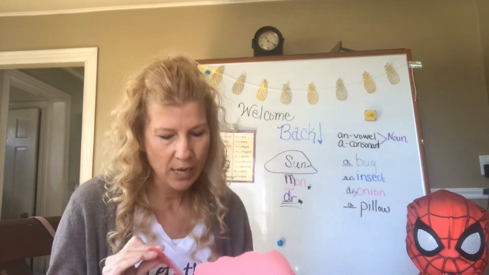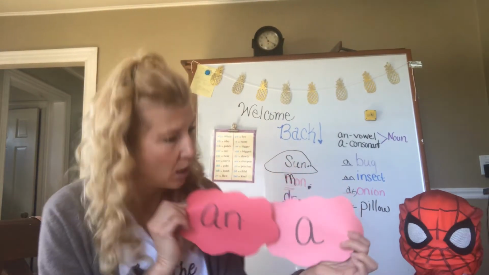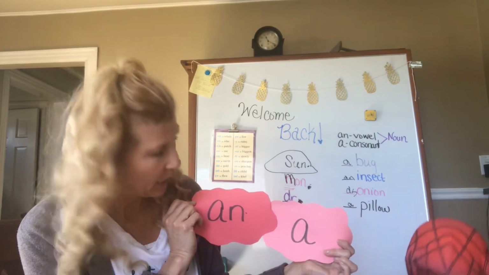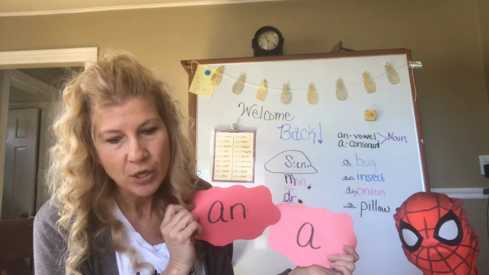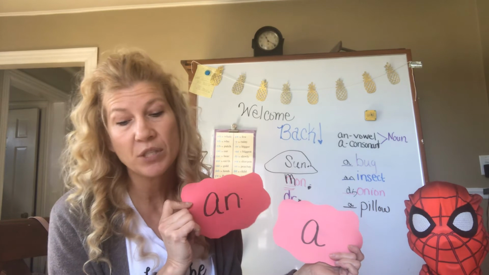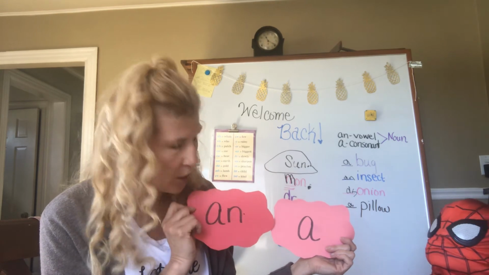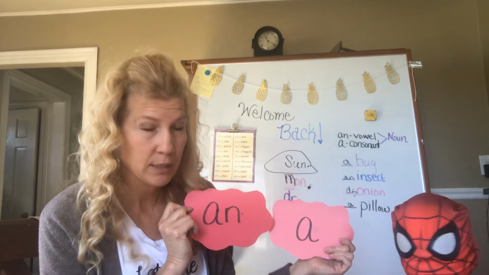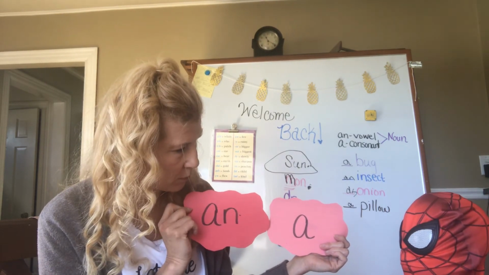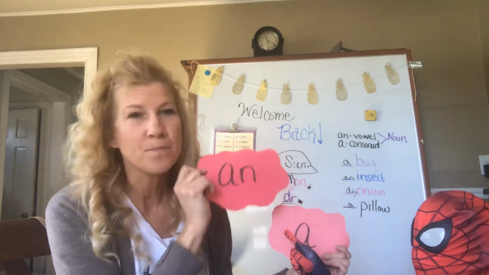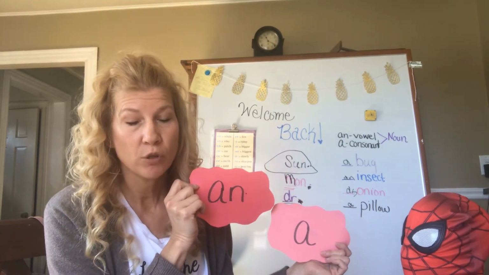On the back side, it's asking about an and a. Now on that page, it says here, I'm going to give you a sentence. Blank outdoor adventure is waiting for visitors. Now outdoor starts with a vowel or a consonant. Which one would you choose, Spidey? Outdoor, you should have chosen an.